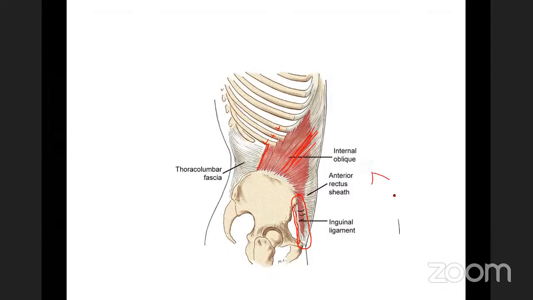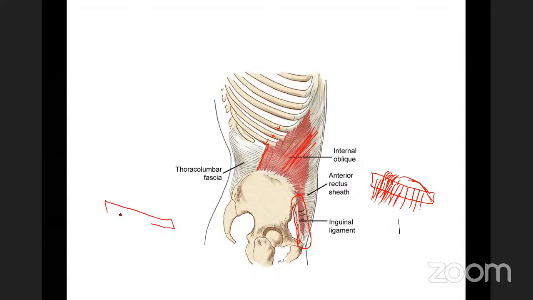If you imagine, this is the inguinal canal, right? The internal oblique muscle is forming the anterior wall of the inguinal canal. It is forming the roof of the inguinal canal, and the fibers are passing downwards and medially and forming the floor of the inguinal canal. That's called the conjoint tendon. We will discuss it once again.